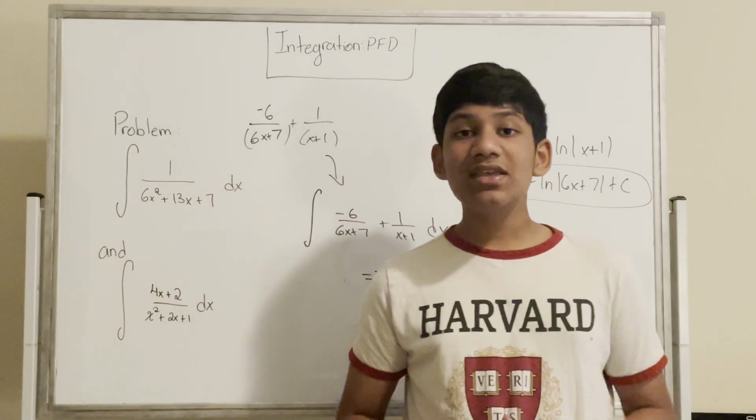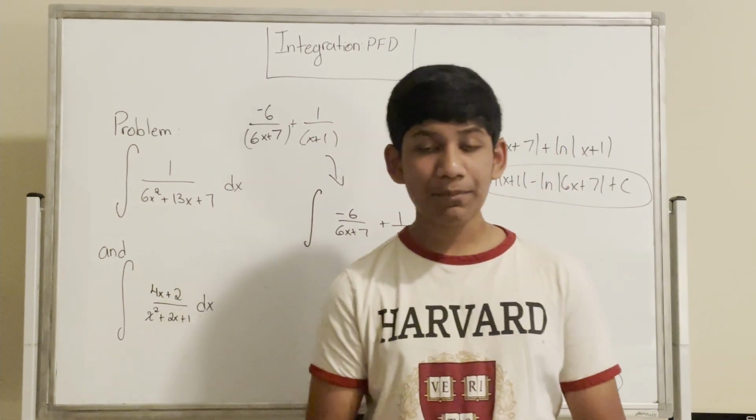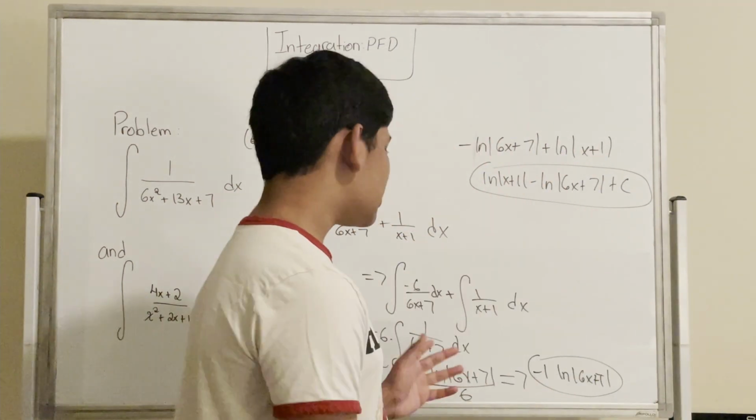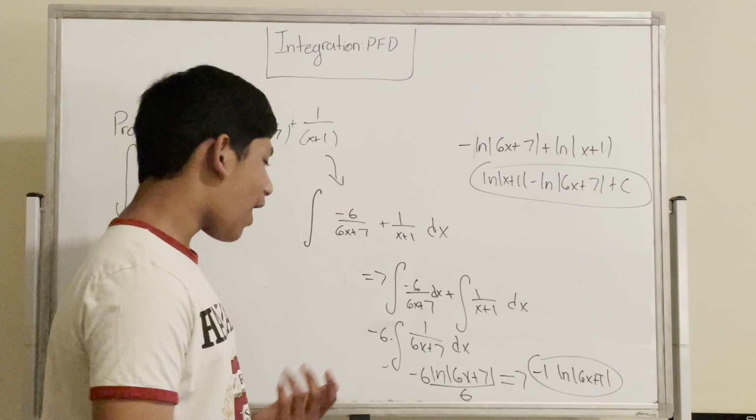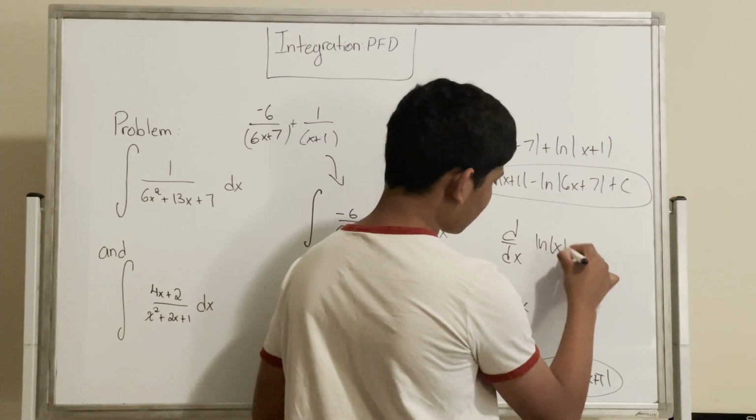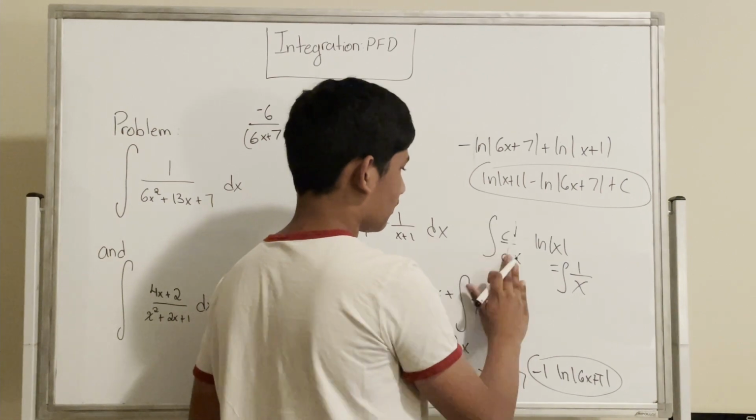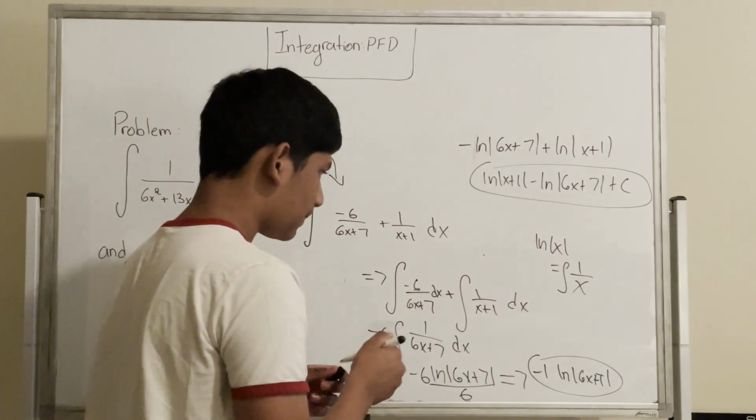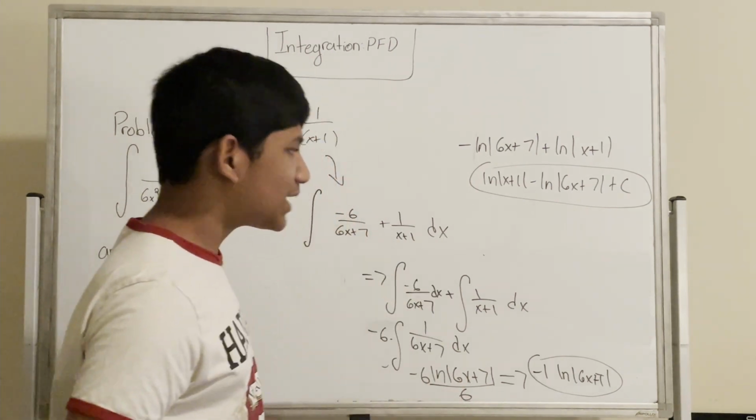Now, this may have looked pretty long, but it's not much more technical than what we have over here. If you're pretty good at algebra, then you're pretty good at partial fraction decomposition, because at the end, we just use simple integration techniques, simple things that you learn at the beginning of an integration class, because this is the opposite of differentiation. When we differentiate the natural log of x, we get 1 over x. Similarly, when we integrate 1 over x, we get the natural log of x. So they're opposites.